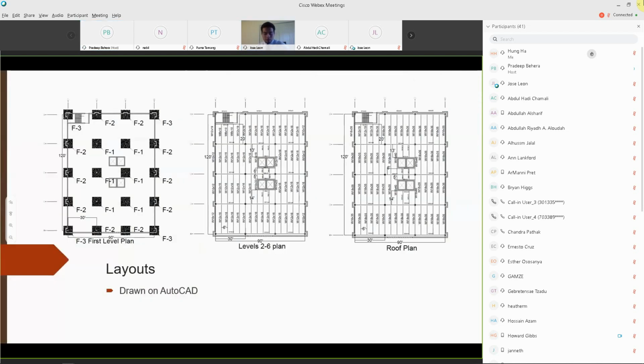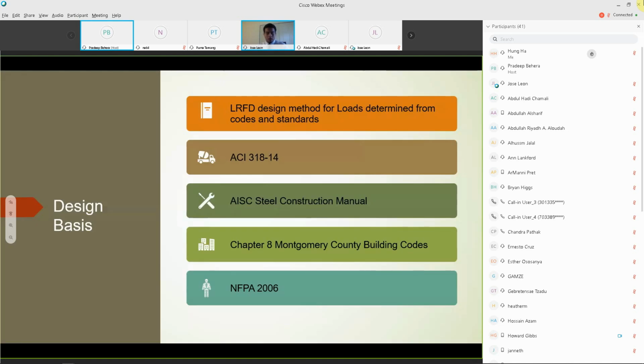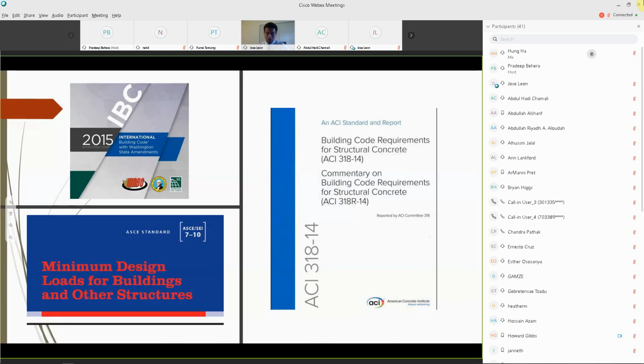We designed 3 different layouts of 3 different levels of the building, first being the very bottom level, the second being levels 2 to 6, and the last being the roof frame. These were all drawn in AutoCAD, and all of our structural components would be designed according to the provisions for load and resistance factor design. And all the concrete would be designed according to the ACI 318 code. All our steel would be according to the AISC Steel Construction Manual. And then all other relevant standards like the International Building Code, NFPA 2006, and even Montgomery County's building codes would be used for reference. Here are some of the codes that we followed.